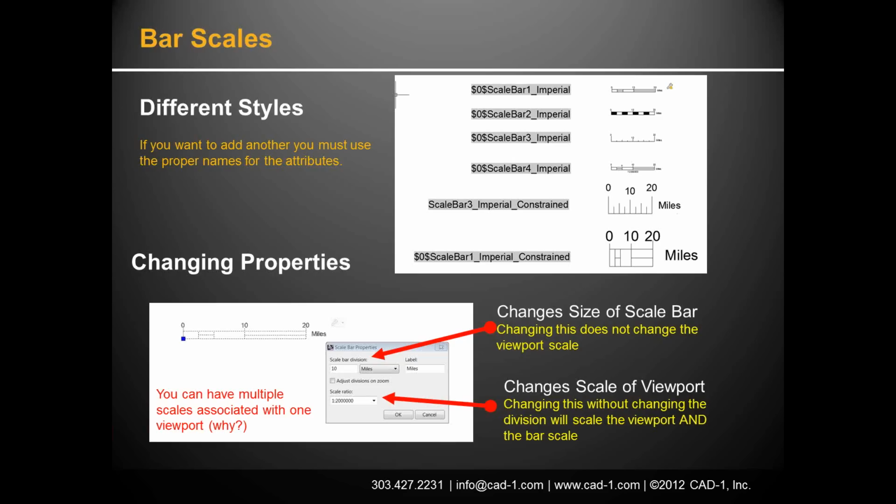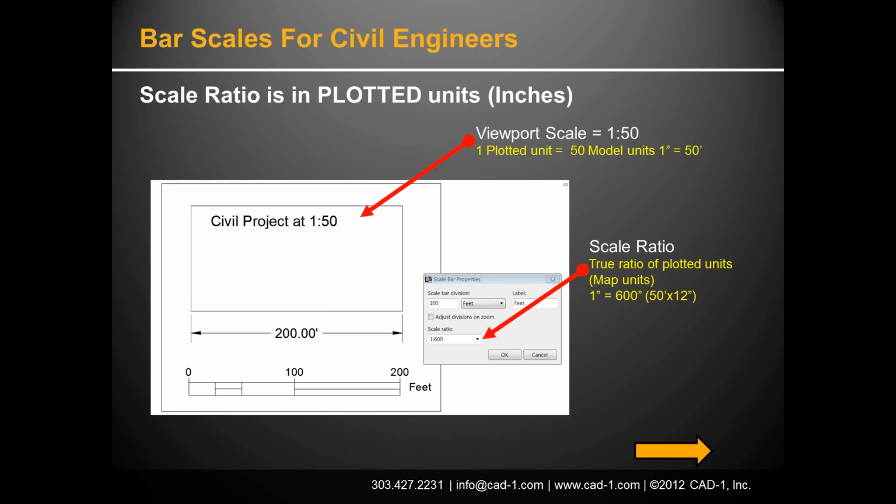So as you might imagine, the size of my bar scale is going to have to change if I mess with the scale ratio, that's basically your viewport zoom factor. So if I change that, it will scale the viewport, and it will change the bar scale. So you can have, in this instance, unlike the north arrows, as you see there on the left, multiple scales associated with one viewport, but I have no idea why anyone would ever want to do this. So if anybody's got an idea, let me know.